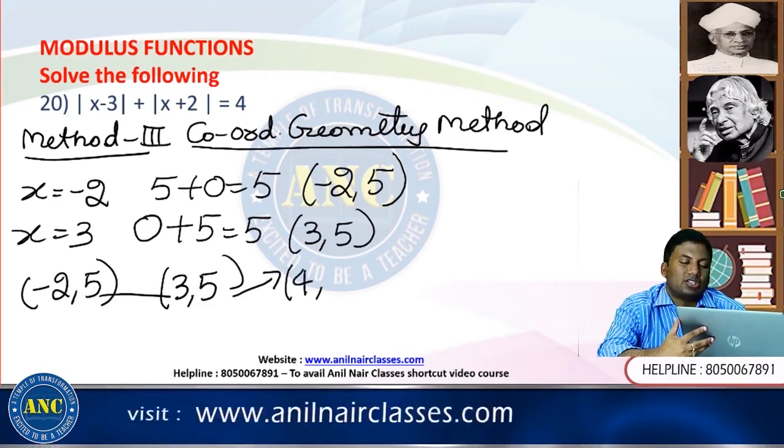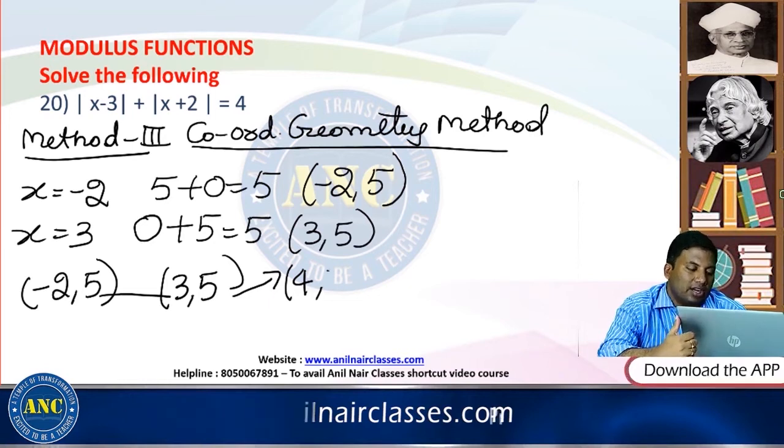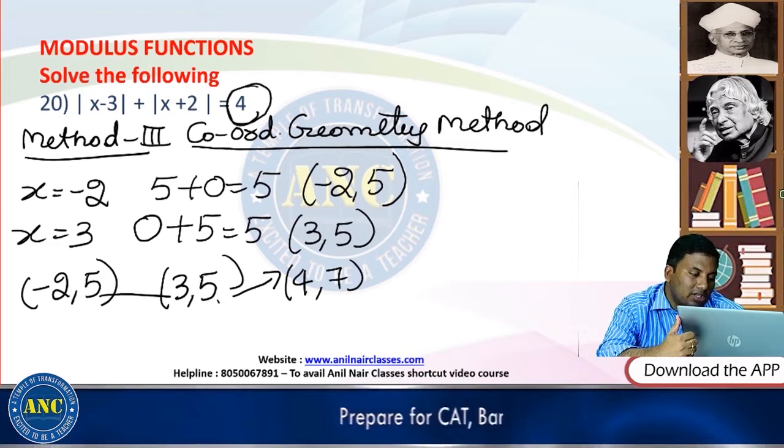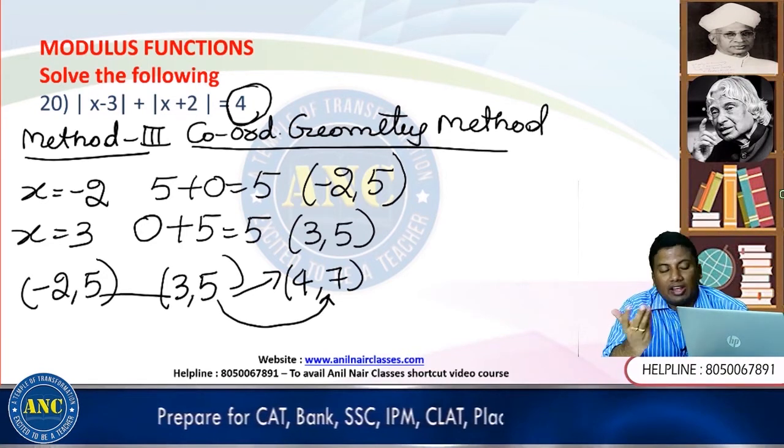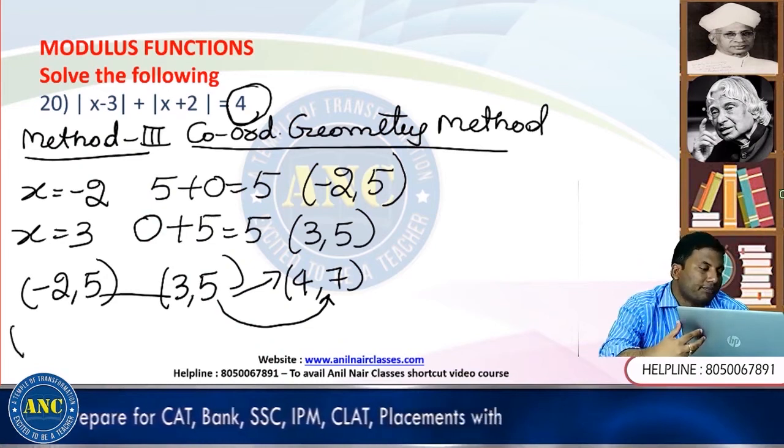Let me take the next integer, 4. 4 minus 3 is 1. 4 plus 2 is 6. So it is 7. The value of y has to be 4. That means this has to decrease, but it is increasing. Greater than 3, it is not possible.